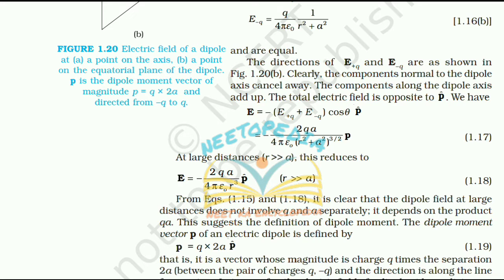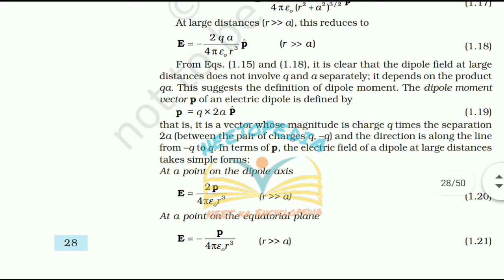We have E is equal to minus 2qa upon 4 pi epsilon naught into r squared plus a squared whole to the power 3 by 2 p. At larger distances, that is r much greater than a, it reduces to E is equal to minus qa upon 4 pi epsilon naught r cubed p. From the above equations, it is clear that the dipole field at large distances does not involve q and a separately. It depends on the product of q and a.